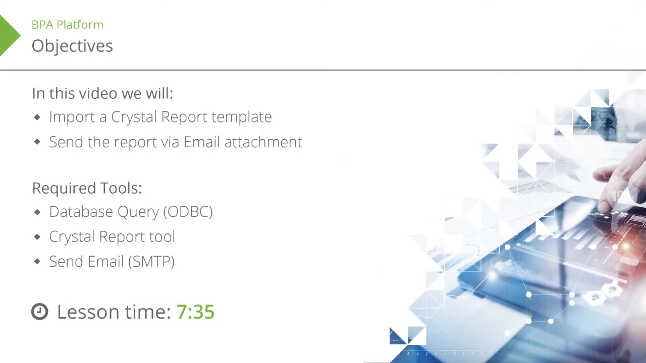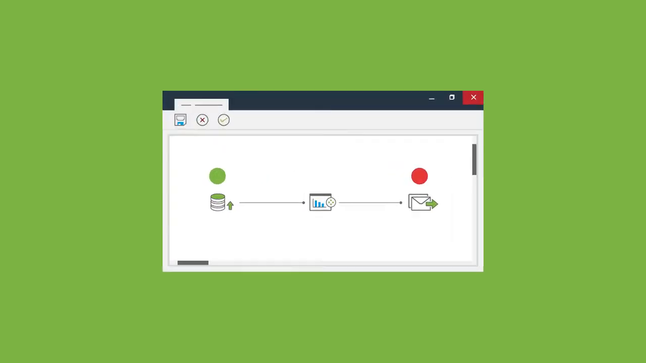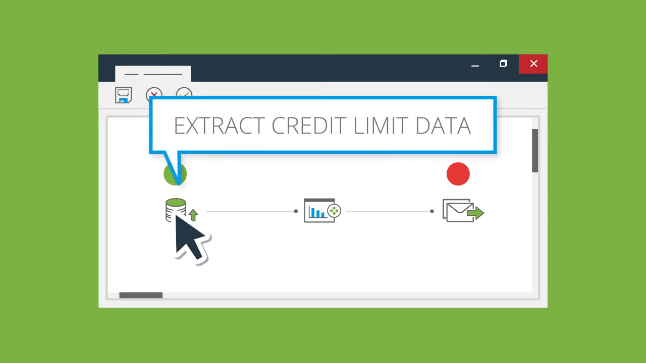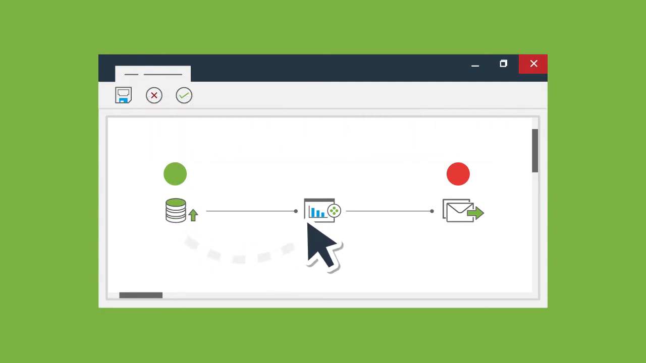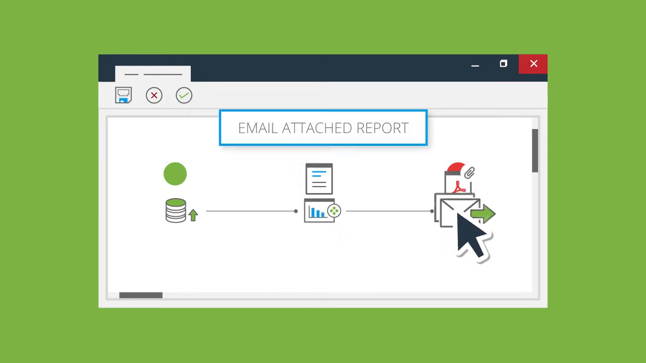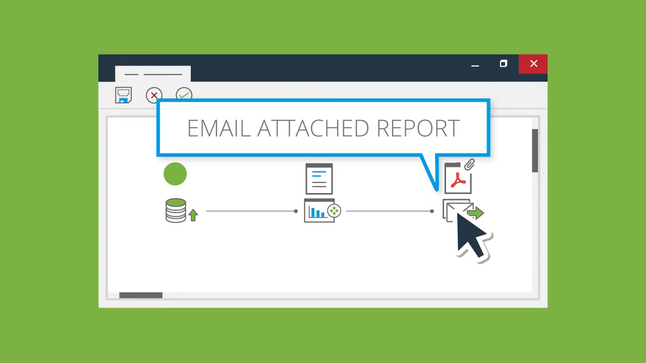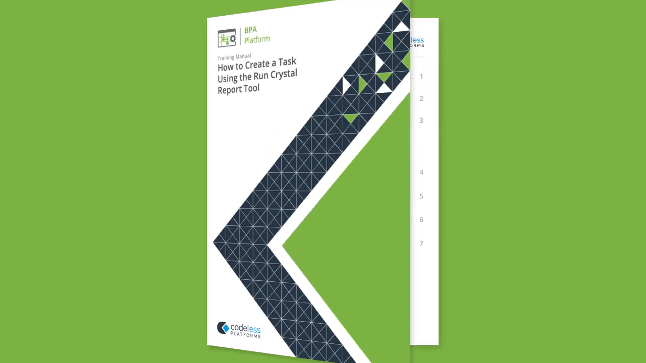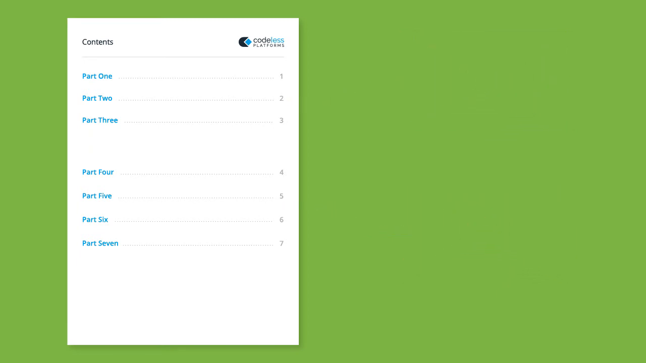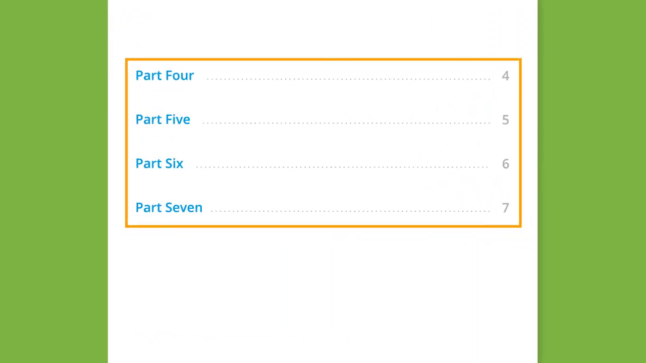Here are the objectives, required tools, and approximate running time for this video. On completion of this exercise, we will see how to extract data from a database, create a Crystal Report showing customers over their credit limit, and send the report as an attached PDF. This will be broken down into several short videos that cover the objectives listed in the accompanying documentation. This video will cover parts 4 to 7.